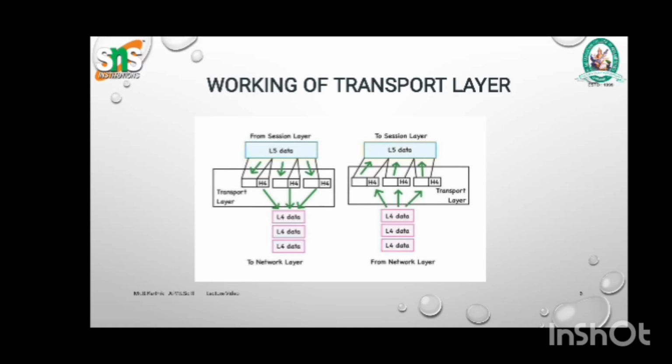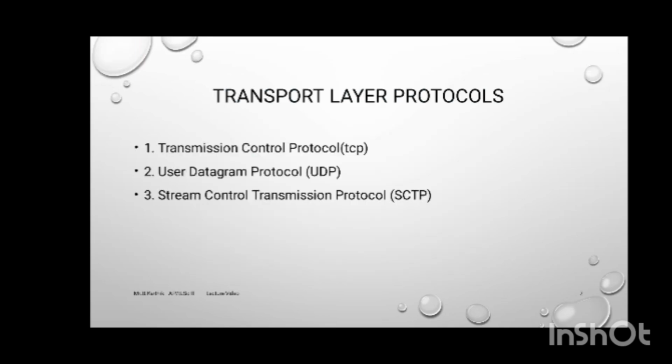Okay, this diagram represents the working of the transport layer. Consider the previous layer is the session layer, and the next layer is the network layer. In between, the transport layer translates the data received from the session layer to the network layer.